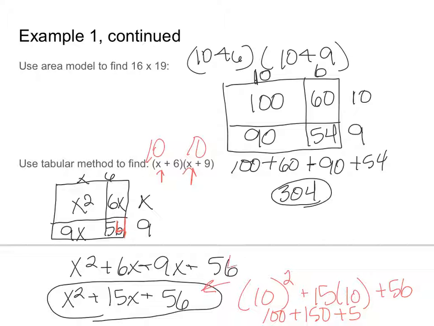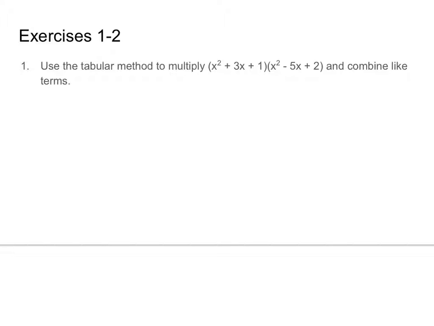I will make math mistakes, not on purpose, and they're usually pretty silly. So if I add these together, I get 304. Awesome. All right, exercises 1 and 2. Use the tabular method to multiply those polynomials and combine like terms.